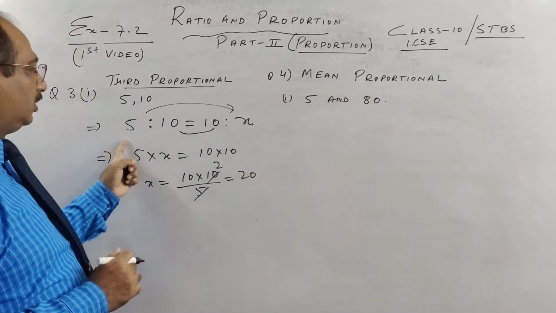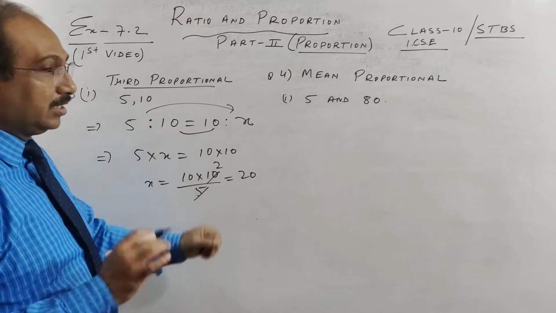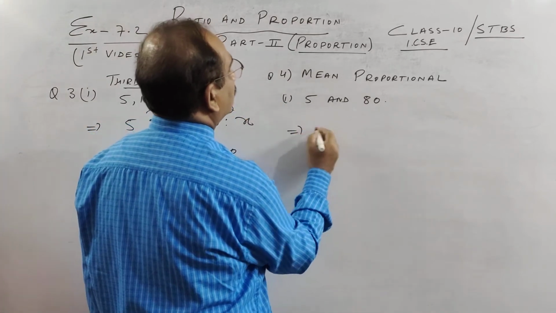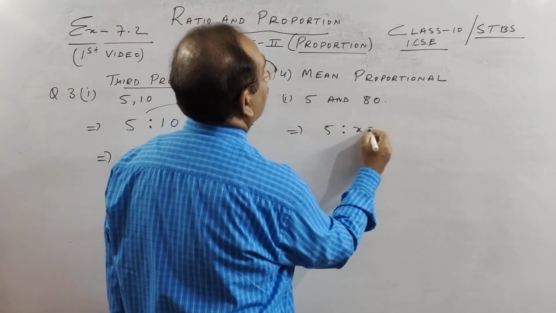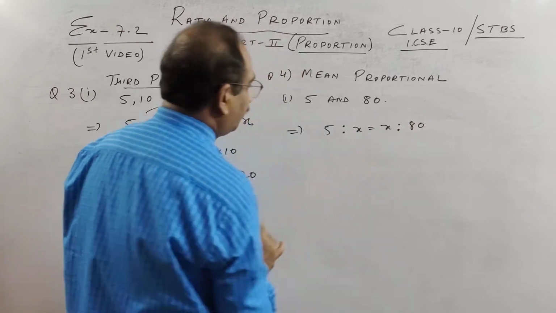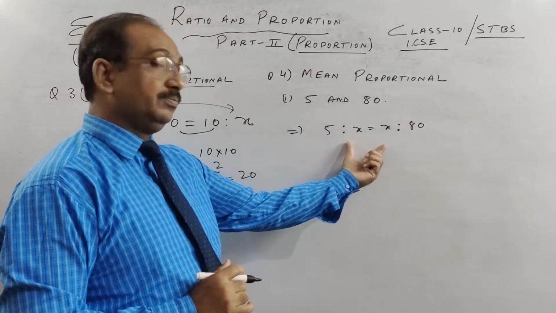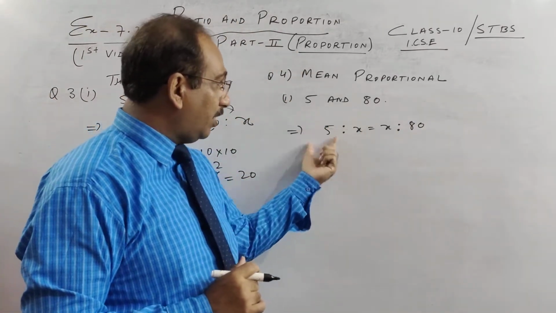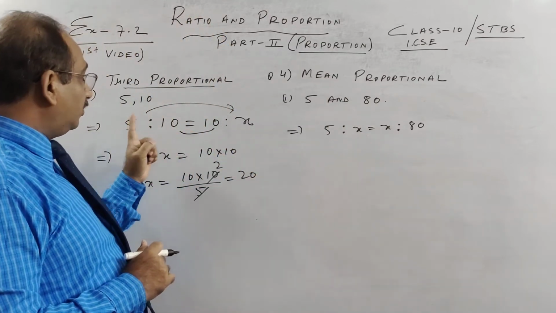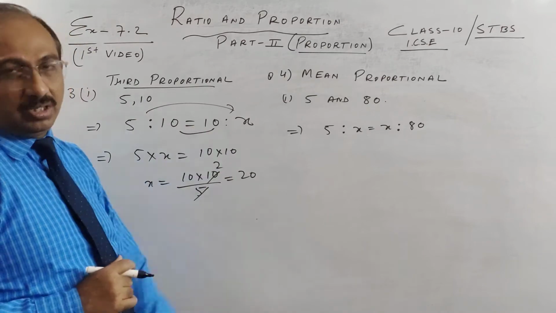So once more, first is to second is to what? See, mean proportional. Both of them have two terms. Mean proportional means 5 is to x is to x is to 80. See the difference here. The middle two are missing. See, there are two things here. So 5 is to x is to 80. Here it is 5 is to 10 is to 10 is to what?